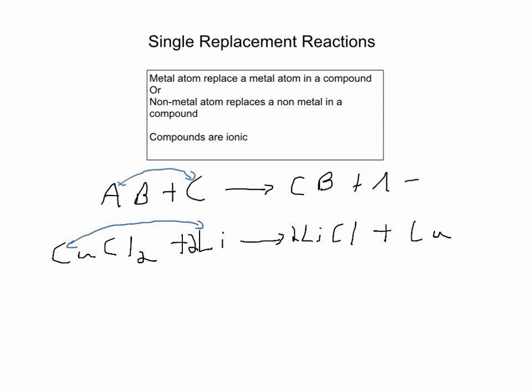The other thing I need to make sure I do when I write my compound is make sure my charges balance. So I know that lithium is going to replace copper, so it's going to become part of an ionic compound. Lithium has a +1 charge, and chloride, Cl, has a -1 charge. I write out the multiples. The lowest common multiple is 1, so I need 1 lithium and 1 chloride in my compound.